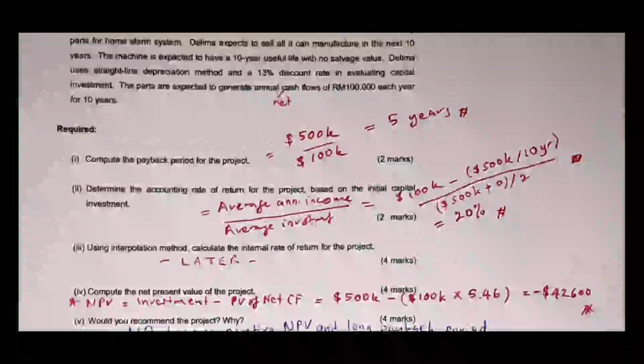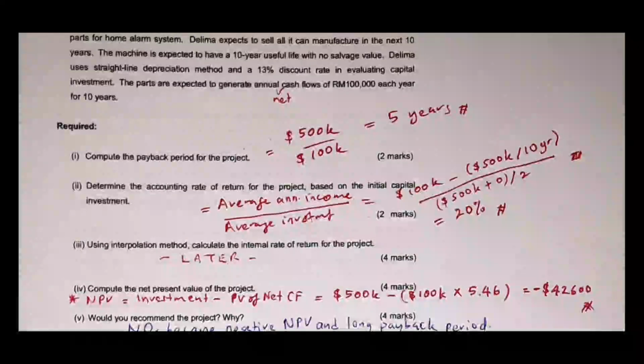The first question, compute the payback period for the project. This is very easy. If you want to answer this question, you have to remember the formula to calculate the payback period. This formula can be used if the net cash flow is the same every year. Like this question, the net cash flow is $100,000 every year for 10 years. So you can use this formula.